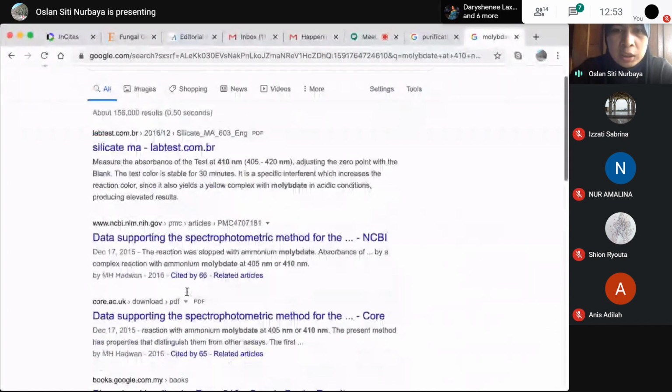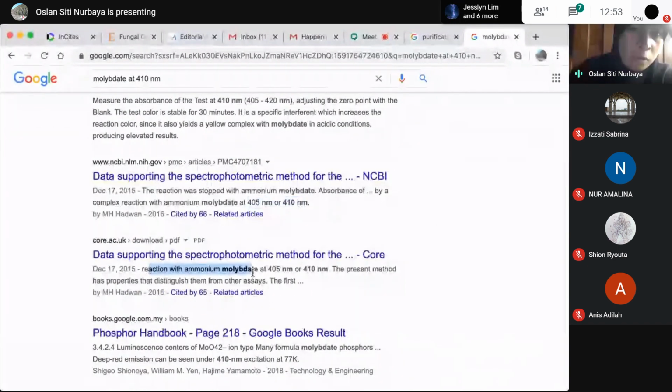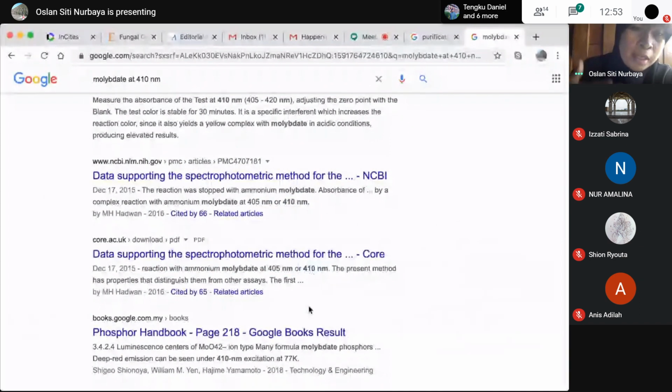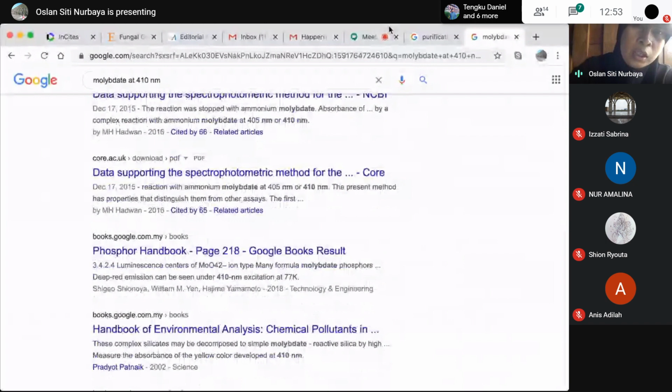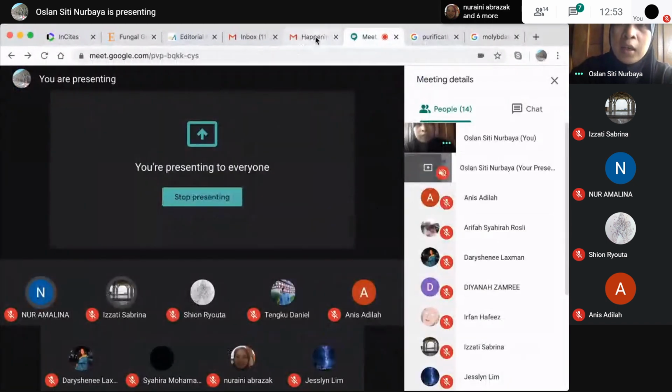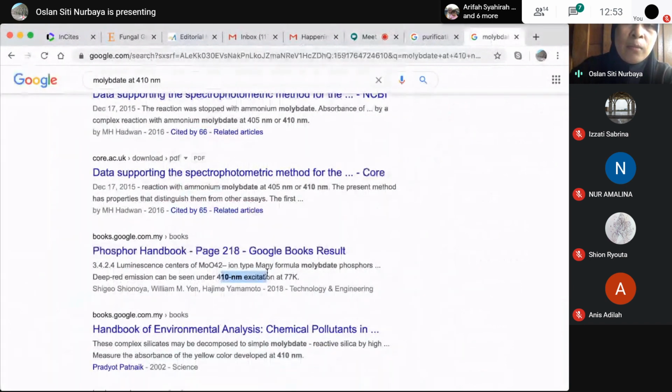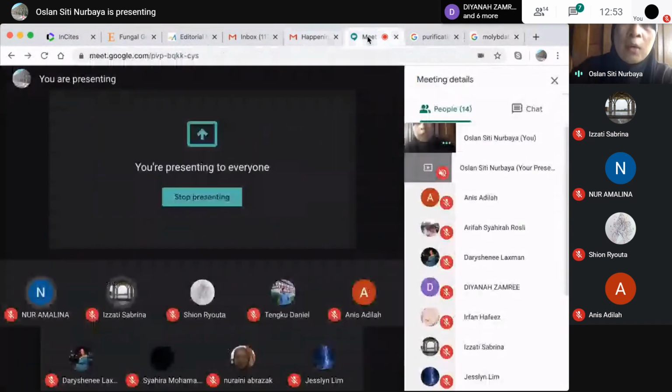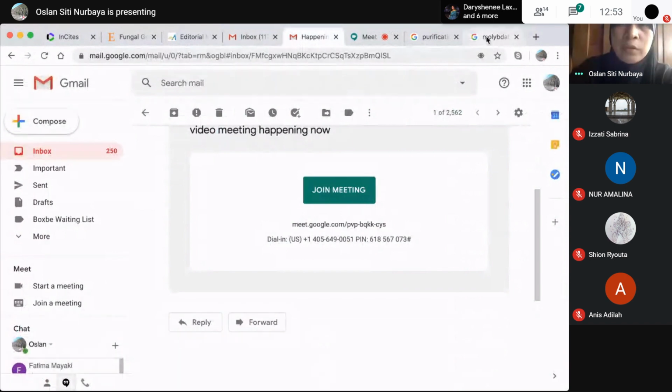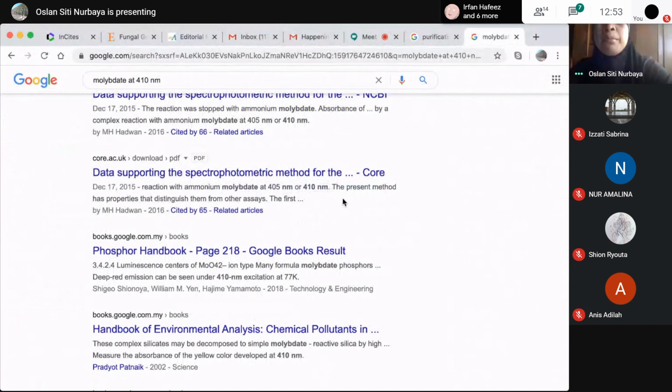Can you see? So you can see here, data supporting spectrometric analysis by complex reaction with ammonium molybdate at 410. So this is for this kind of protein enzyme. So 280 is for your protein. 410 is for the molybdate. Molybdate is the name of the enzyme that they are working on. So for our case, we have 715 nanometer, but we do not plot the 715 nanometer. We plot the lipase activity, but the lipase activity is translated from the 715 nanometer.